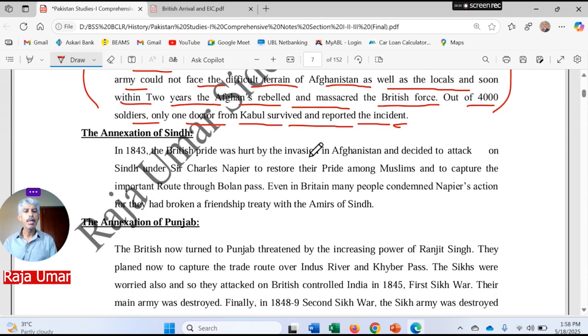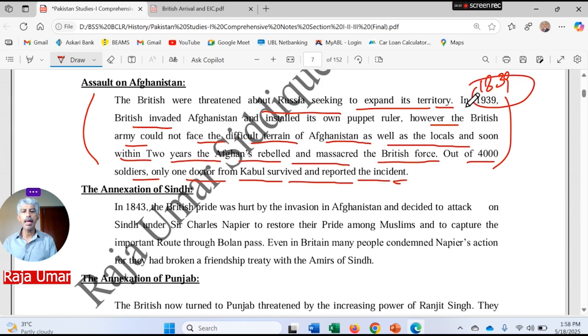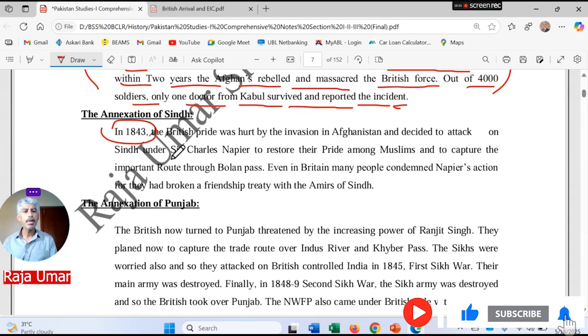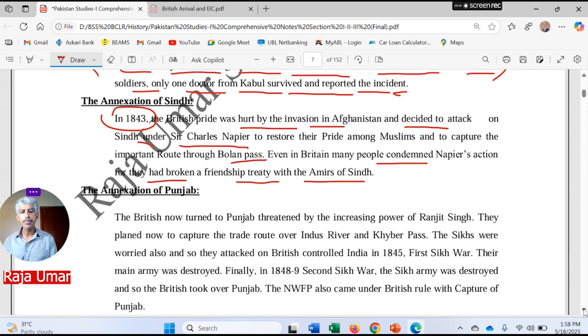The annexation of Sindh, just to hide their disgrace over there in Afghanistan when they were defeated over there in 1843, the British pride was hurt by the invasion in Afghanistan and decided to attack on Sindh under Sir Charles Napier to restore their pride among Muslims and to capture the important route through Bolan Pass. Even in Britain, many people condemned Napier's action for they had broken a friendship treaty with the Amirs of Sindh.